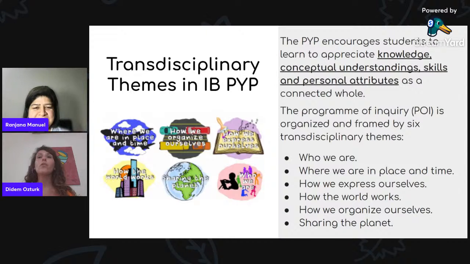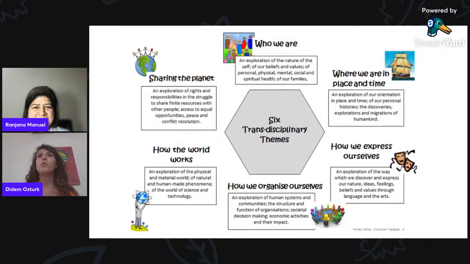And the program of inquiry, POI, is organized and framed by 6 transdisciplinary themes. And these are who we are, where we are in place and time, how we express ourselves, how we organize ourselves, how the world works, and sharing the planet. And in each transdisciplinary theme, we have a description. And in this description, there are so many concepts that we can focus on in a specific unit.